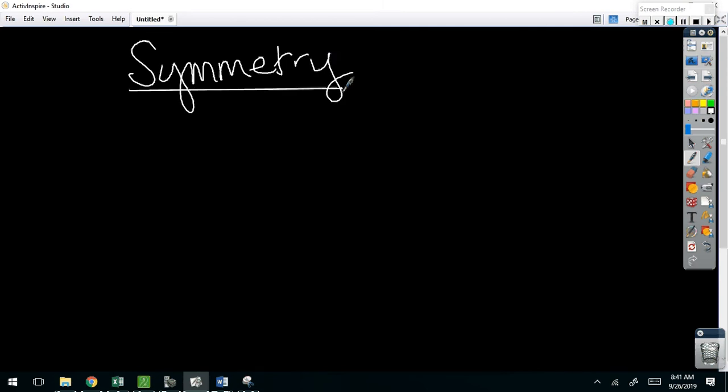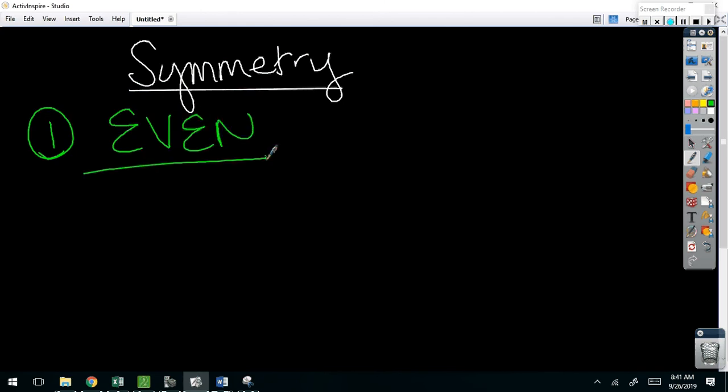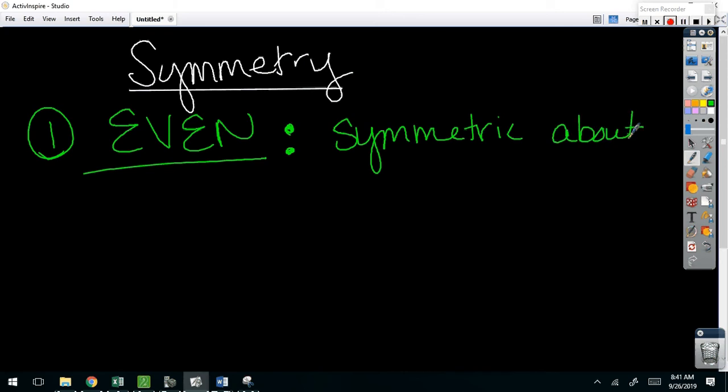I have three scenarios for symmetry. It can be even, odd, or neither. So I'm going to run through all three scenarios, then I'm going to show you how to do it algebraically. So the first type of symmetry we can have is even. You are probably most familiar with this, and you're not familiar with the terminology, but to make it where you can understand, this means that it is symmetric. Now, what does symmetric mean? Same on both sides. It is symmetric about the y-axis.